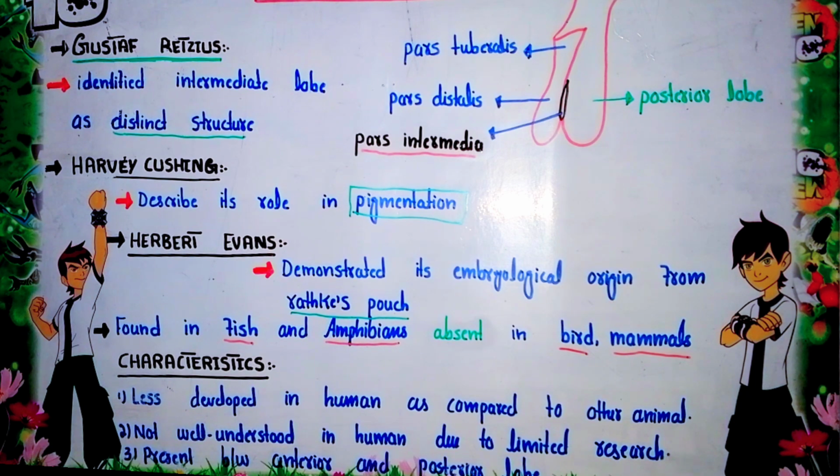The second characteristic is that it is not well understood in humans due to limited research. So we don't have enough information about the intermediate lobe. We have limited information about the intermediate lobe in humans, so that's why we say that it is less developed or not developed in humans. The third one is that it is present between the anterior lobe and the posterior lobe. So this is about the location where the intermediate lobe of the pituitary gland is located.